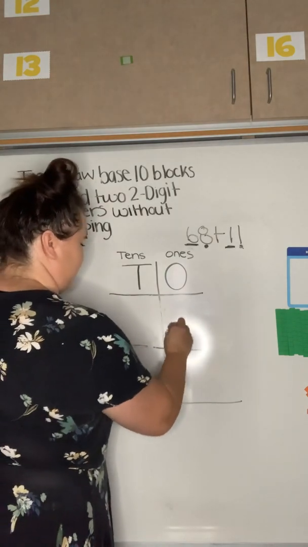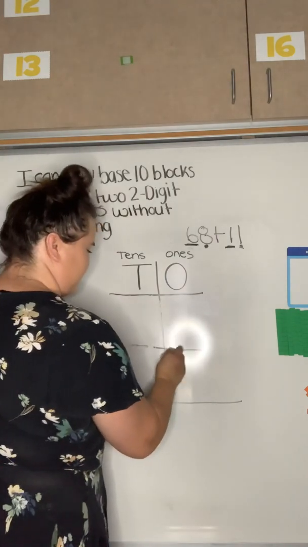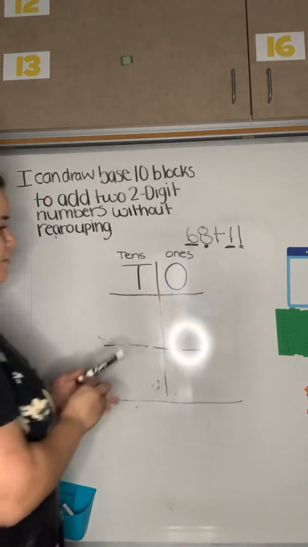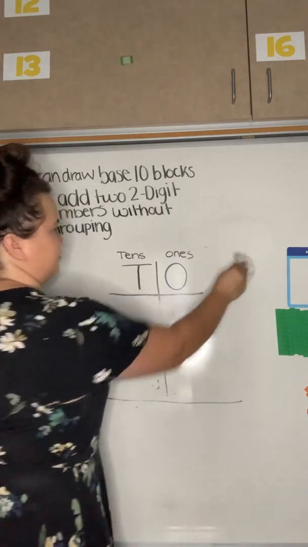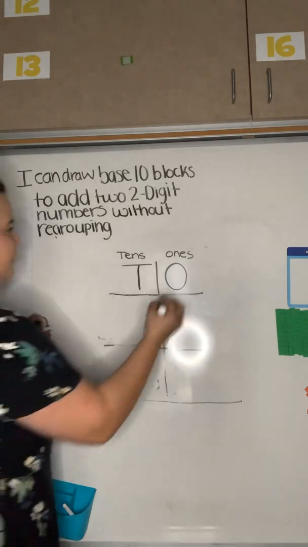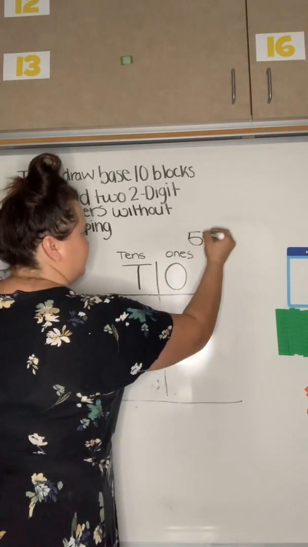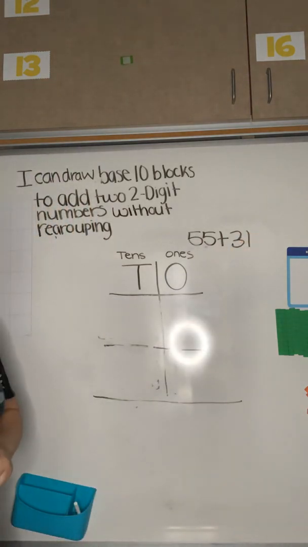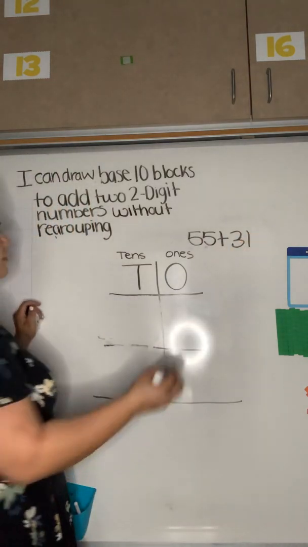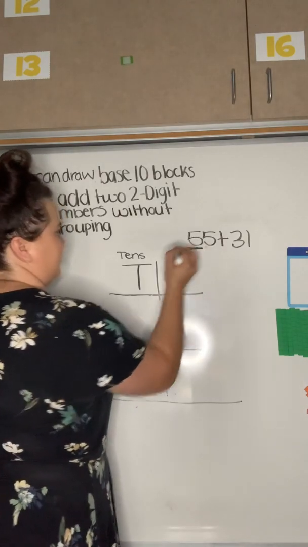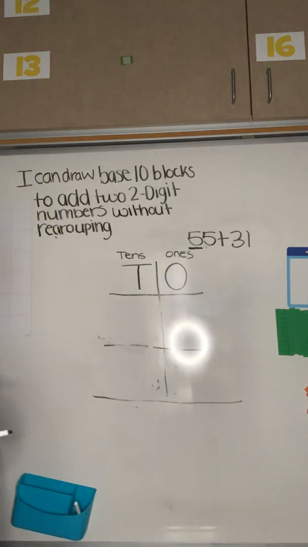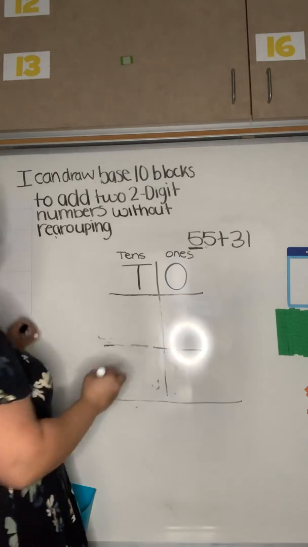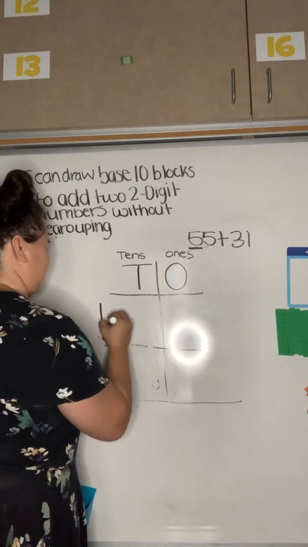All right, let's go over one more. I'm going to do 55 plus 31. So remember what we're going to do first. We're going to look at our 10 spot. How many tens do we have in the number 55? 5, good job. So we're going to draw 5 10 rods.